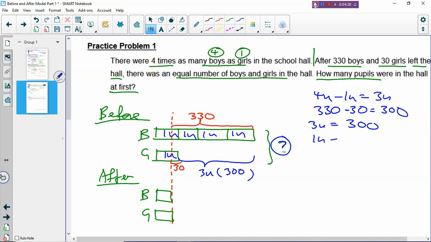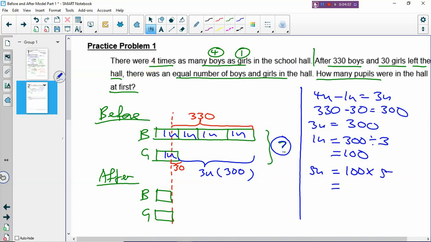So your 1 unit will be 300 divided by 3, and you will get 100. And then you use the 1 unit answer to find the question mark. So how many pupils were there at first? At first there are altogether 5 units of pupils. So 100 times 5, and that's how you get the total number of pupils at first.